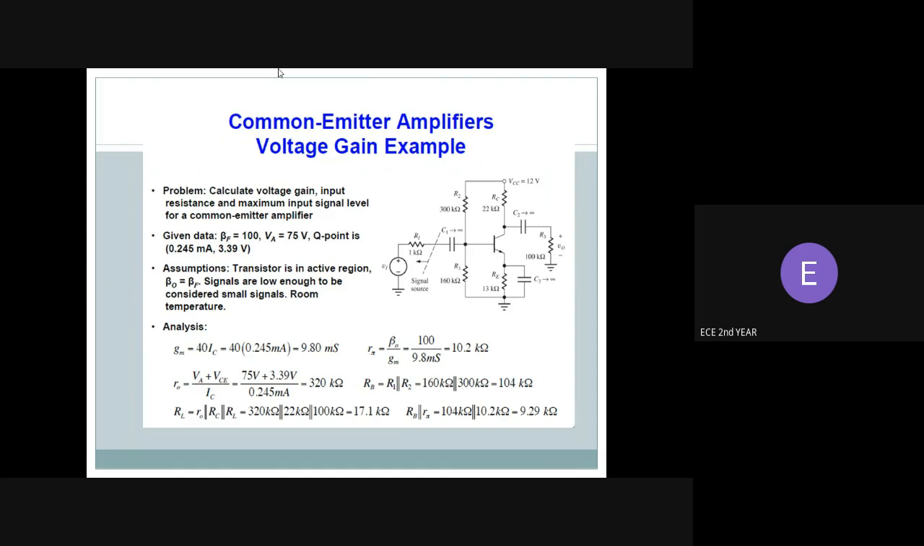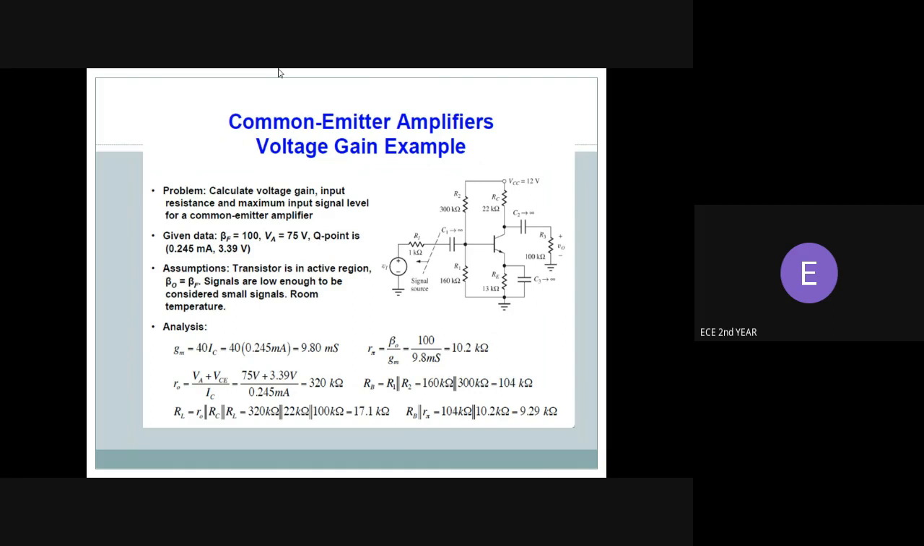So calculate the voltage gain. From the circuit diagram, we take the following facts: beta is equal to 100 and VA is equal to 75. The Q point is at 0.245 milliamps and 3.38 volts. We have some assumptions: the transistor is in the active region and beta naught is equal to beta F. Signals are low enough to be considered small signal, at room temperature.